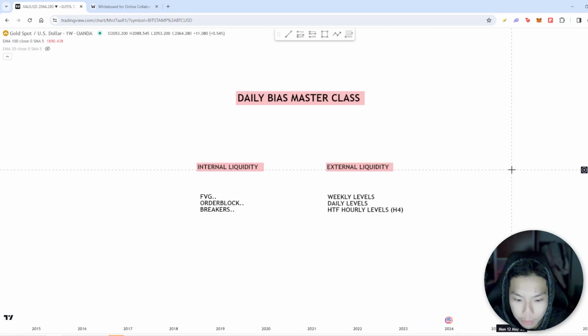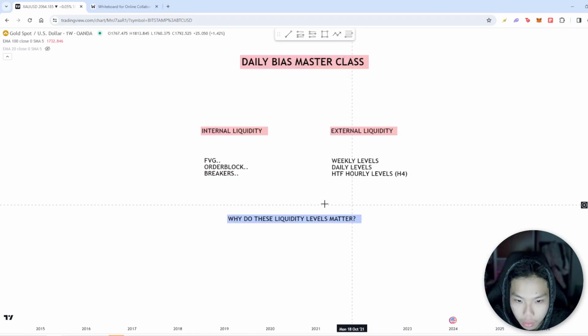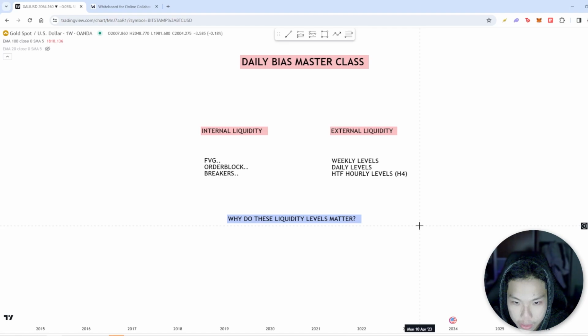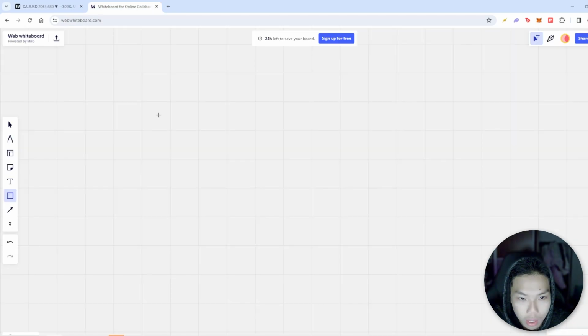Alright, the important question you guys should be asking is, why do these liquidity levels matter? Because when you are starting price action for the day itself or for the week ahead, the way price reacts off these liquidity levels will determine how you trade for the rest of the week, either seconds, minutes, hourly, daily, whatever. I'm going to give you guys an illustration so it's a bit clearer.